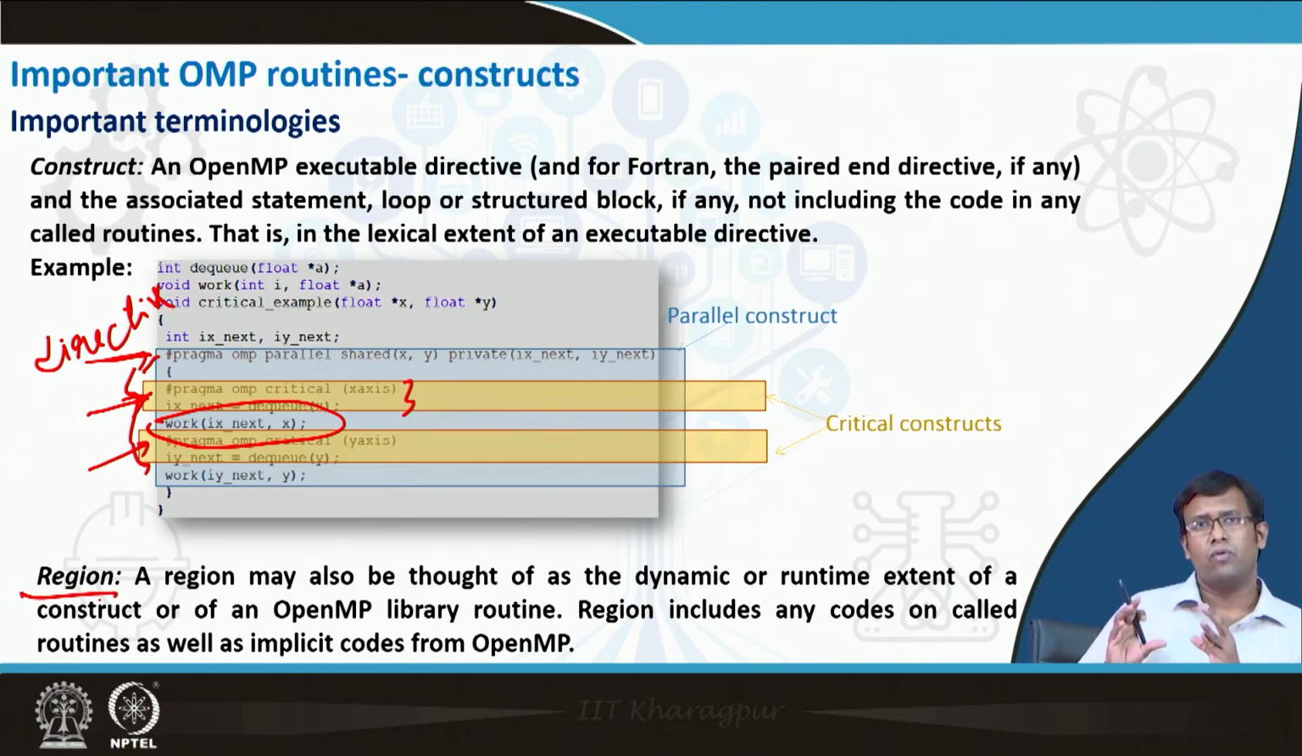So whatever the runtime extent of the construct, the function call, and what the function is doing, and if any implicit code or implicit functions are being called, the entire thing is called a region. This complete part is called the parallel region.